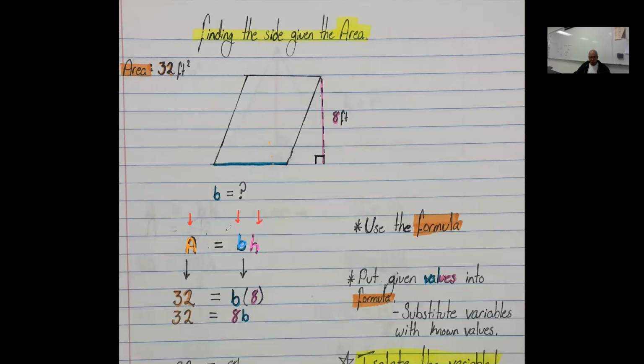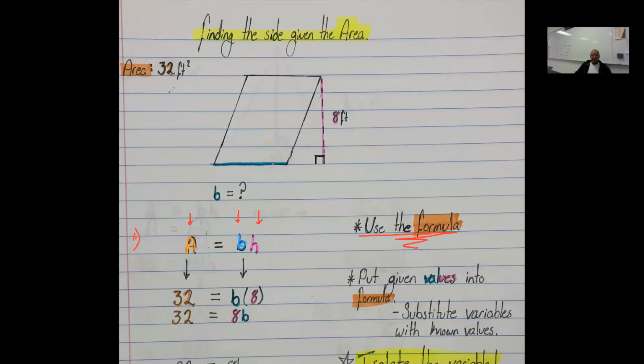And having two of those elements, doesn't matter if you have the base and the height, or the height and the area, or the area and the base, as long as you have two of those, you can easily figure out the missing element, the missing measure, if you will. And the way that we do that, ladies and gentlemen, is using the formula to make an equation. So step number one is to write the formula down.